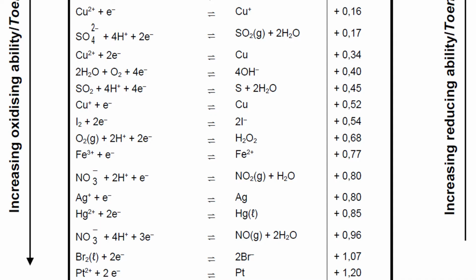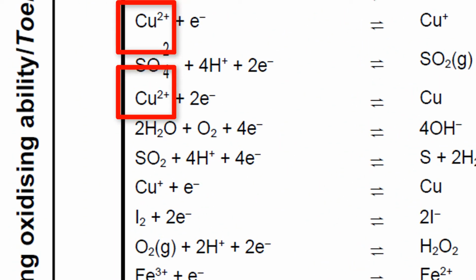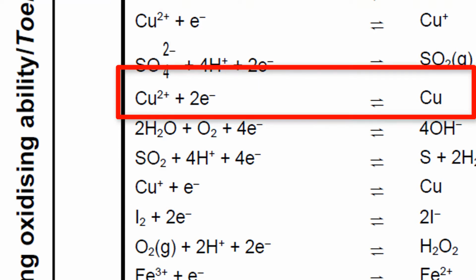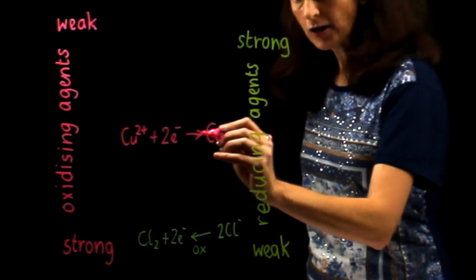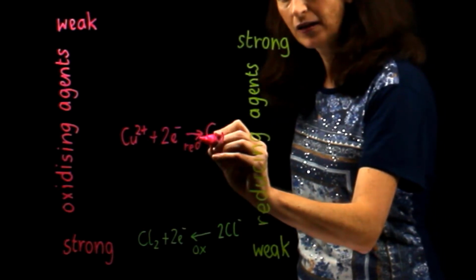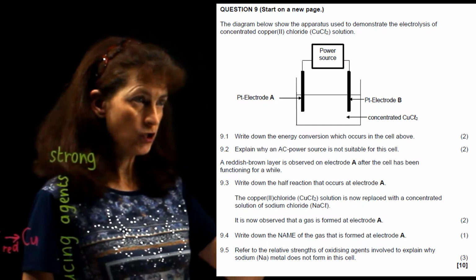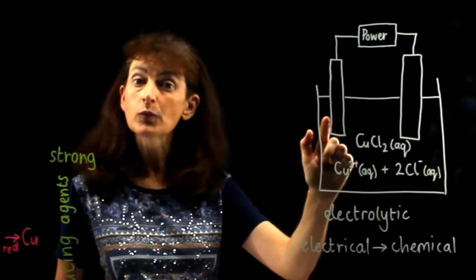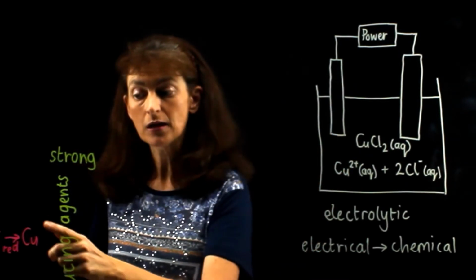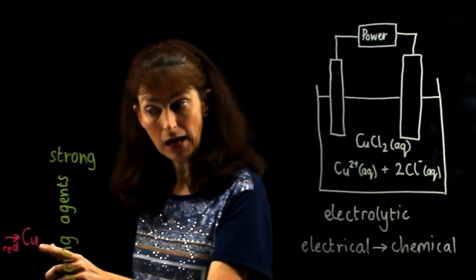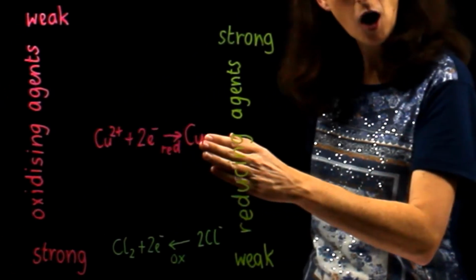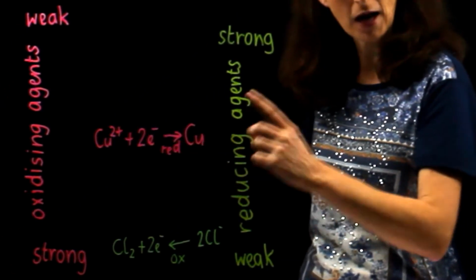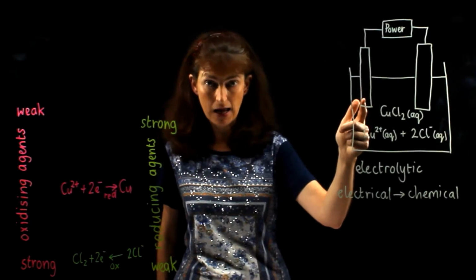You'll notice that copper 2 plus exists in 2 places, and there's also a Cu1 plus. Make sure that you choose the one which is copper 2 plus becoming Cu, the metal. And that is reduction because it's the gain of electrons. We look at our question and we see that at electrode A a reddish-brown precipitate forms. We know that copper metal is reddish-brown in color. That tells us that this half reaction, the reduction half reaction, is happening at electrode A.